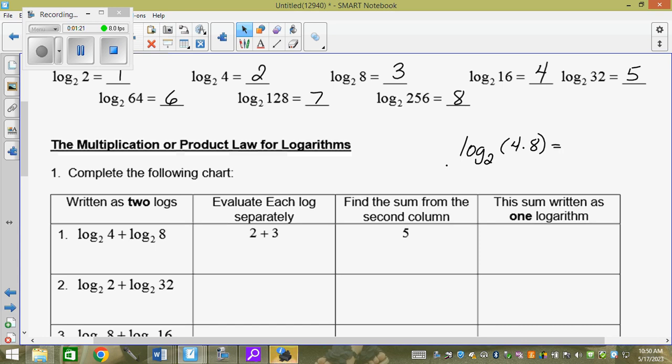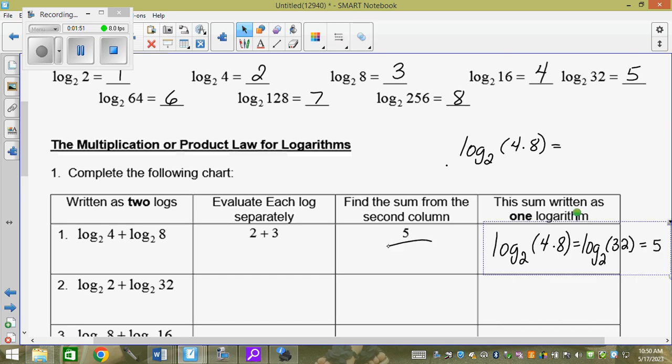And people want to separate that. They'll tell me it's log base 2 of 4 times log base 2 of 8, which is not true. If you look at the multiplication law of logs, when you multiply two things, you actually add them. So log base 2 of 4 plus log base 2 of 8 can be written as log base 2 of 4 times 8, which is log base 2 of 32, which is 5. The same answer we got when we added them together.